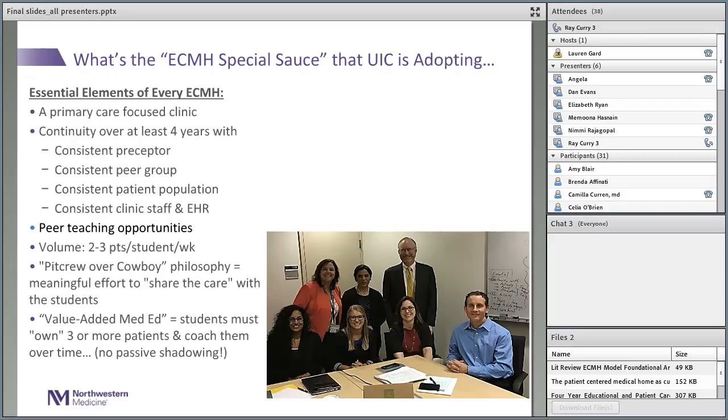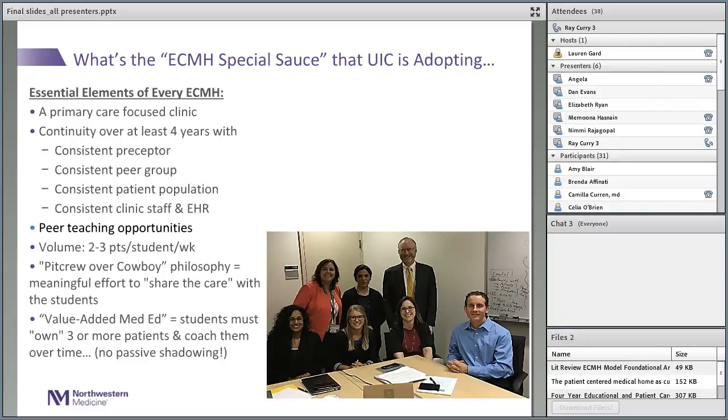To my right is Mamouna Hasnain, and seated at the far right with the dark sweater is Nimi Rajagopal, and then Dan in his blue shirt at the head of the table.